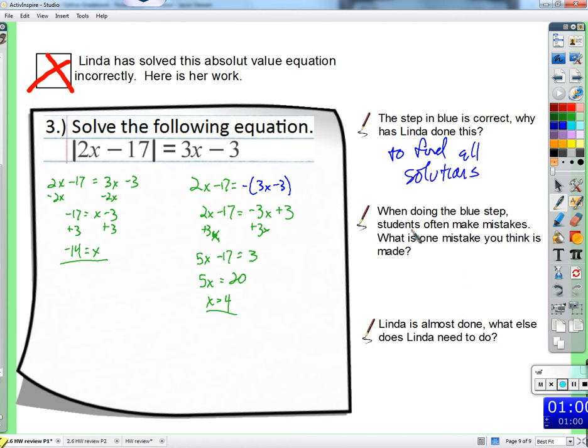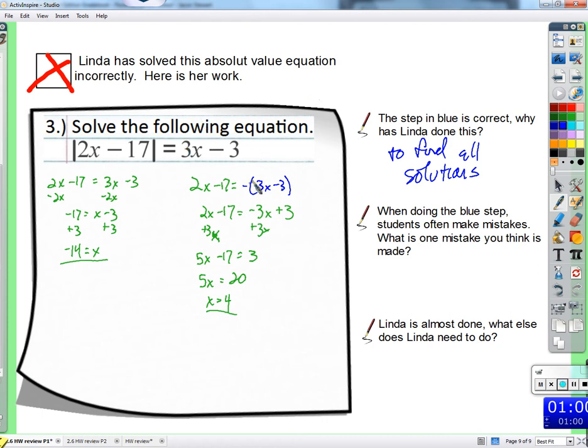When doing the blue step, students often make mistakes. What's one mistake you think is made in that blue part, that blue step? Well, I turned it to negative 3x plus 3. That's okay. That's just distributing the negative. So that's the same. I just mean like on the blue part. Yeah. So if you just switch the signs, negative, positive, that's fine.